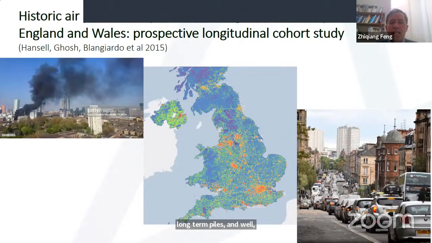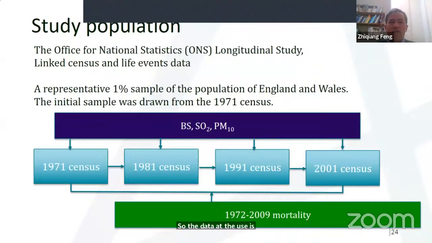The second research I'd like to introduce is historic air pollution exposure and mortality risk. This is in England and Wales. So the data they use is called the Office for National Statistics Longitudinal Study. That's the sister study of the Scottish Longitudinal Study. So they have census data also linked with death events data.